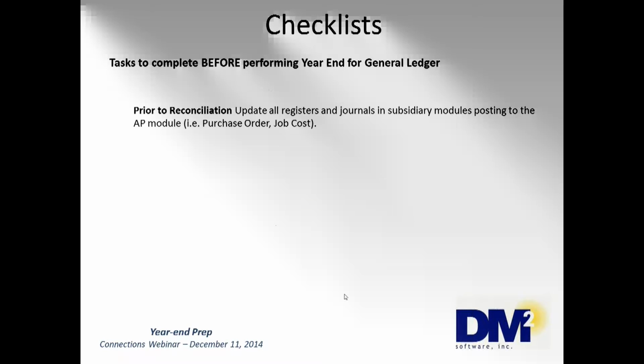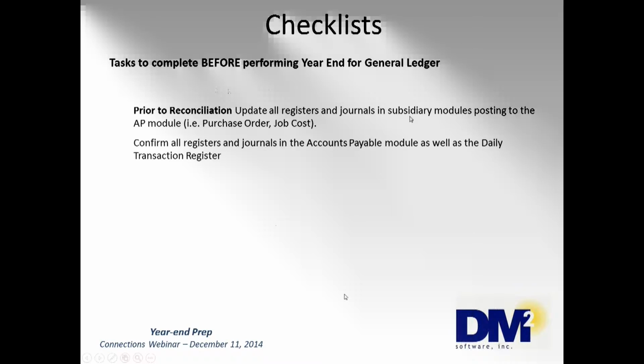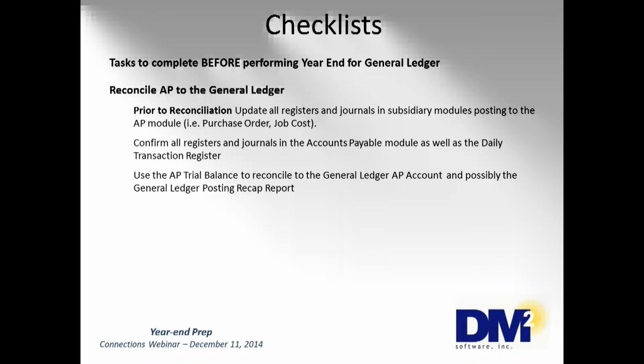But if you're not, you want to make sure that all of your registers and journals and the subsidiary modules posting to the AP module, for instance, purchase order and job costs, have been updated. So PO, job costs, and anything else that would update there. Confirm that all registers, journals, and accounts payable daily transaction registers have been updated. That's prior. And then use the trial balance to reconcile to the GL AP control account.